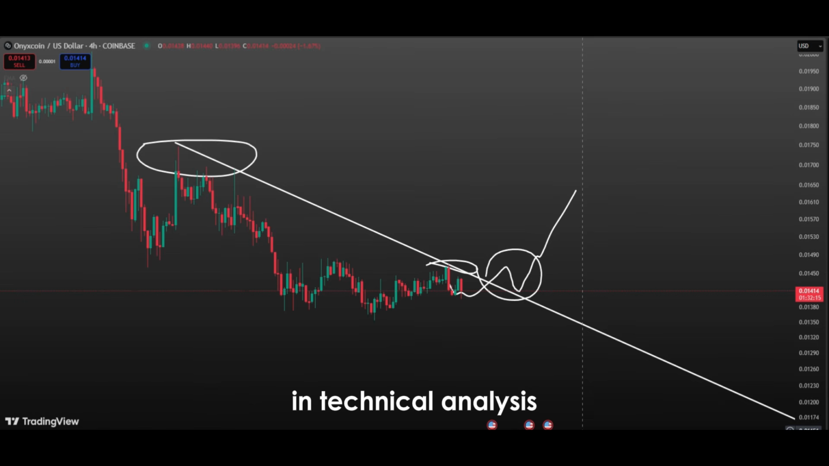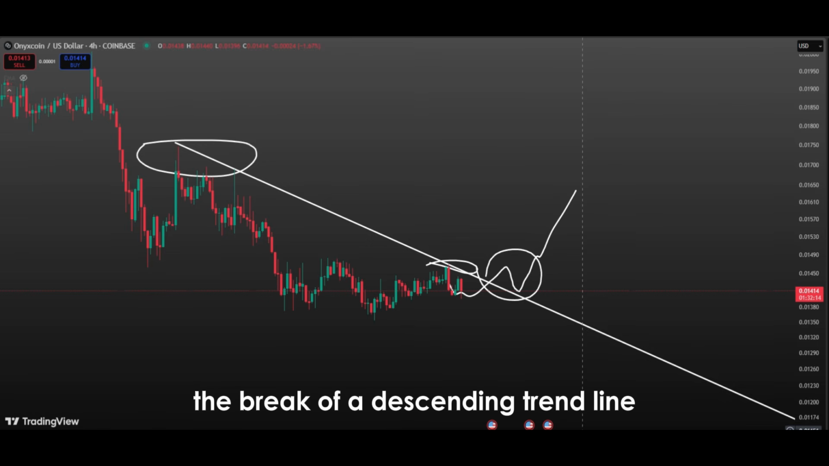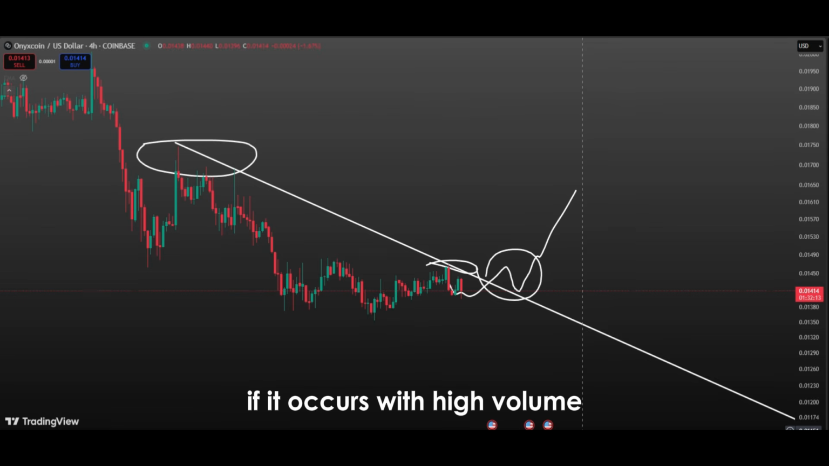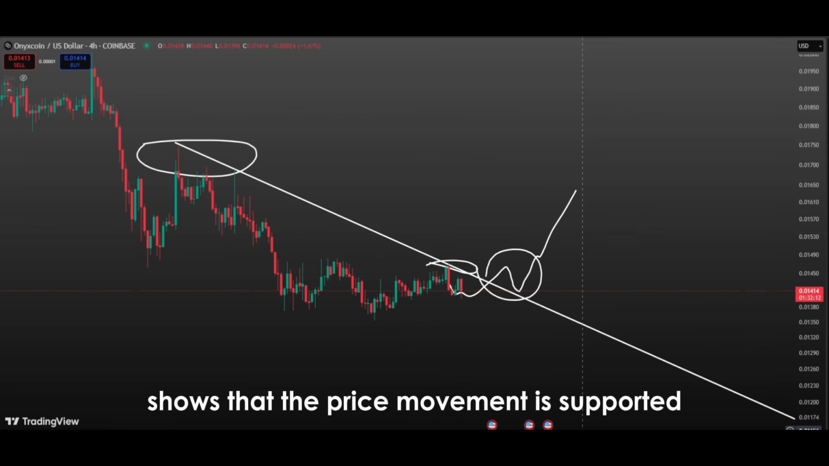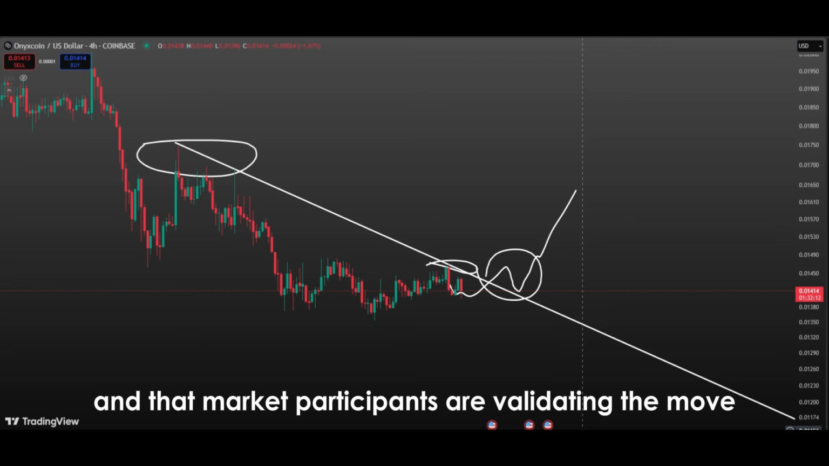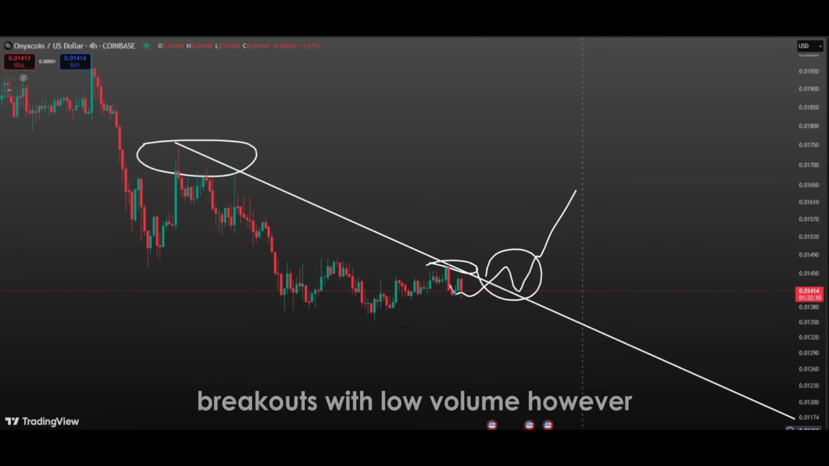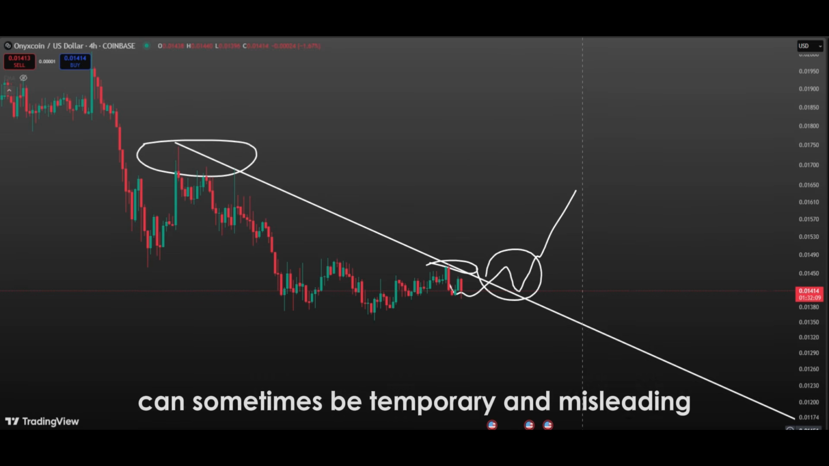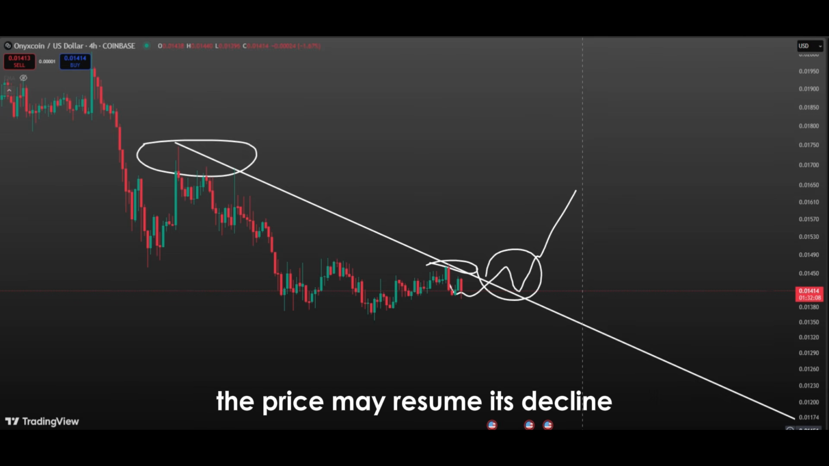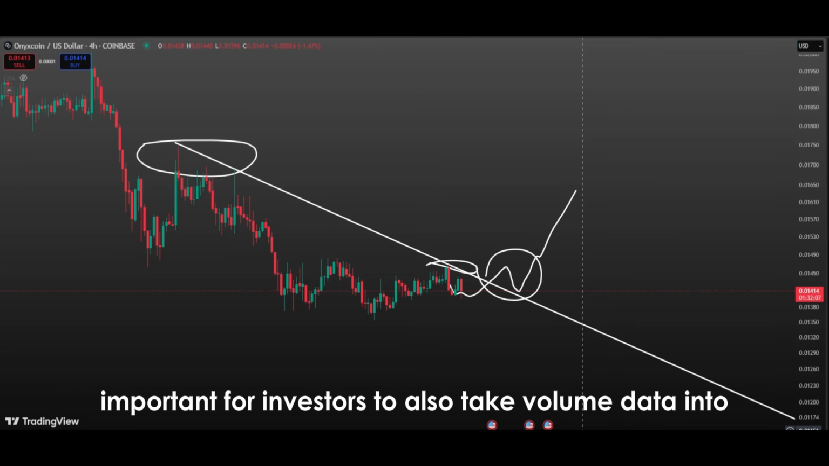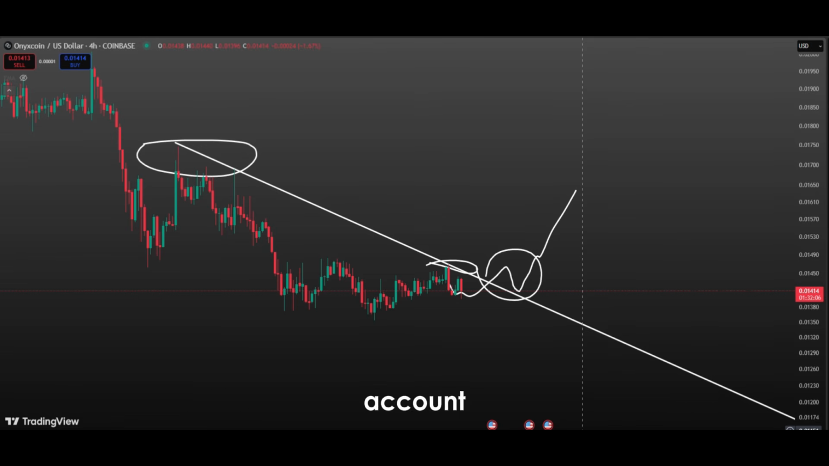In technical analysis, the break of a descending trend line is generally considered a more reliable signal if it occurs with high volume. Increased volume shows that the price movement is supported and that market participants are validating the move. This increases the likelihood that the trend change will be permanent. Breakouts with low volume, however, can sometimes be temporary and misleading. The price may resume its decline. Therefore, when evaluating a trendline break, it is important for investors to also take volume data into account.